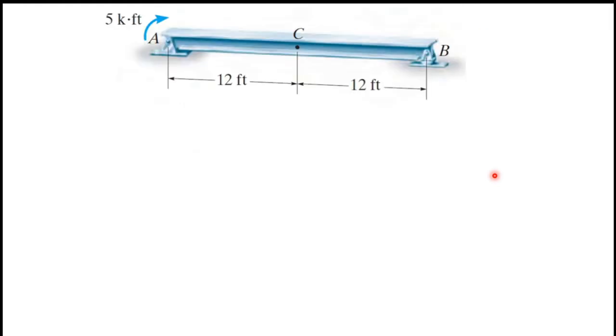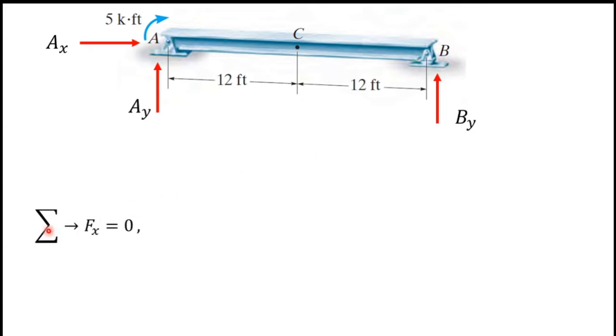Our first task is to find support reactions. So at A there is a pin support, therefore we have to mark two force components, one horizontal force component and one vertical force component. At B there is a rocker support, therefore we have to mark one vertical force component. So next I will consider sum of all the horizontal forces. So if I consider horizontal forces, I will have Ax equals 0 because there are no other horizontal forces.